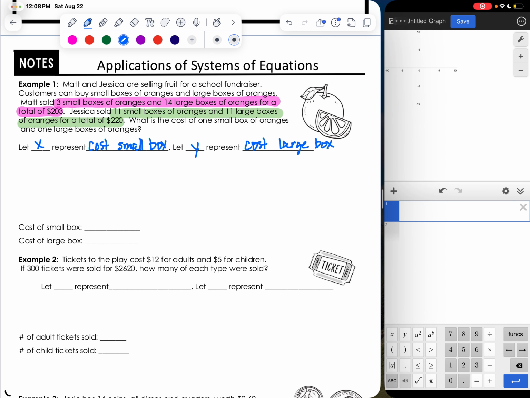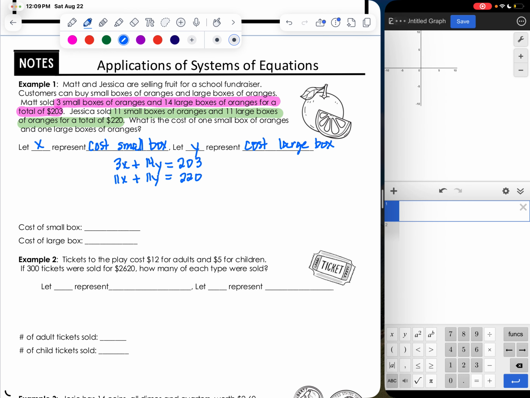Now, after you identify your unknowns, then you're going to write 2 equations. Now, my first equation will come from what I highlighted in pink. 3 small boxes of oranges, so that would be 3x, plus 14 large boxes, so that would be 14y, was a total of $203. My next equation will come from what I highlighted in green. 11 small boxes, so 11x, plus 11 large boxes, so 11y, equaled a total of $220.